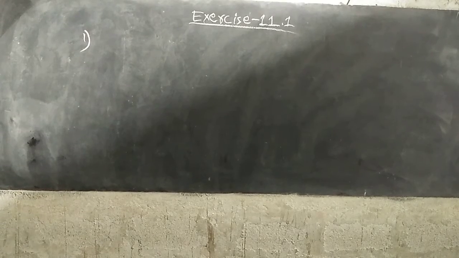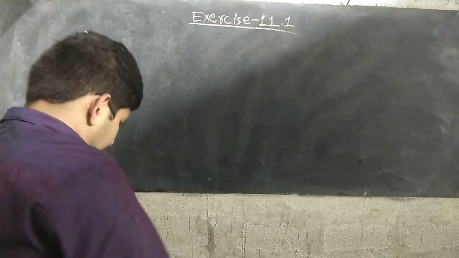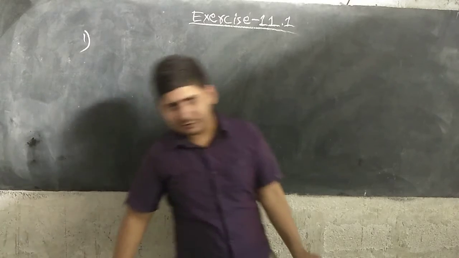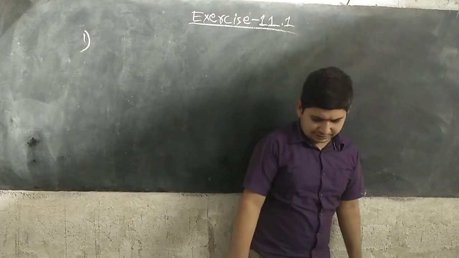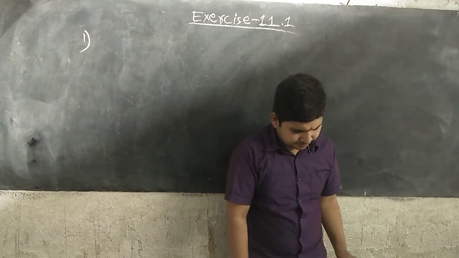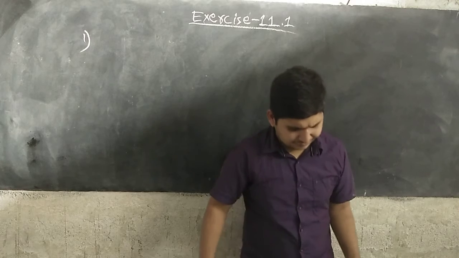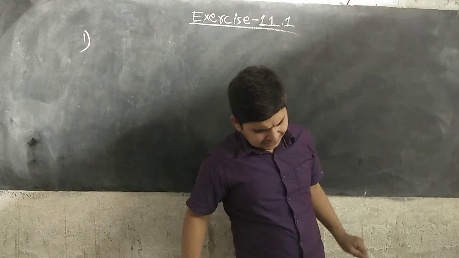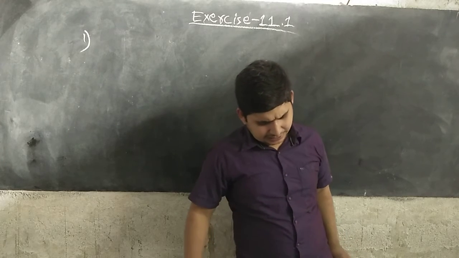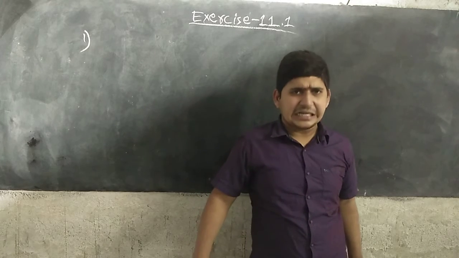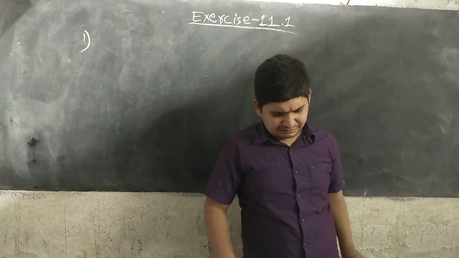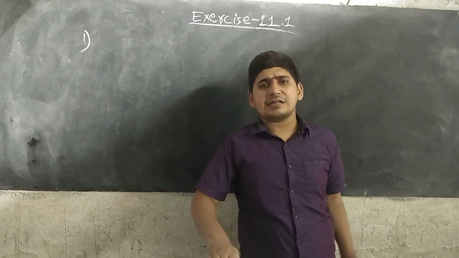Now we are going to discuss the 11.1 exercise problems. In that first problem, in the right angle triangle ABC, 8 centimeter, 15 centimeter, and 17 centimeter are the lengths of AB, BC, and CA respectively. Then find out the values of sin A, cos A, and tan A.